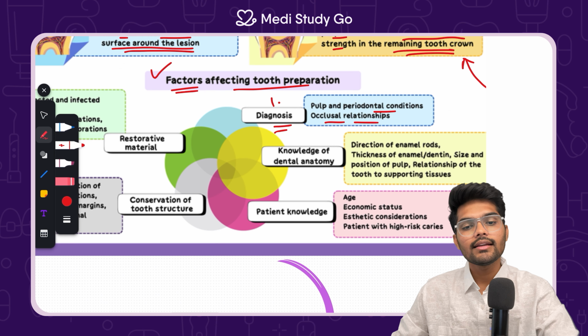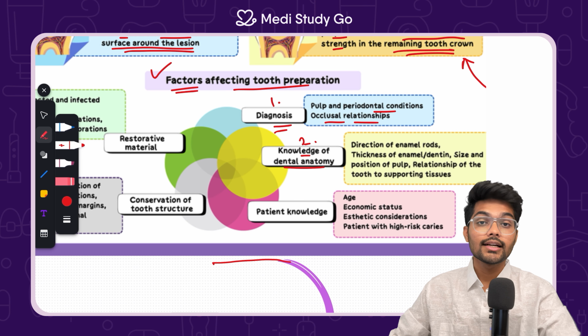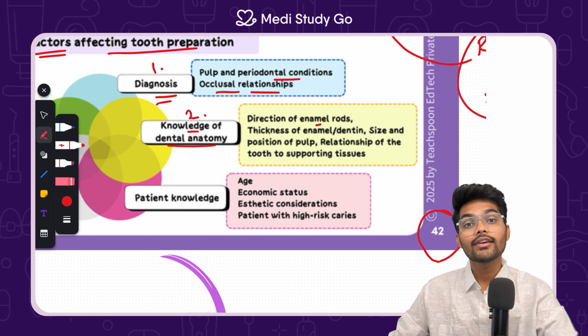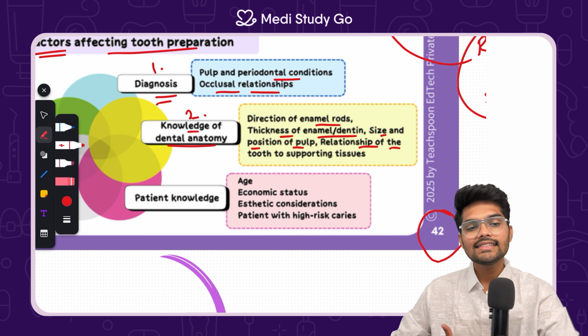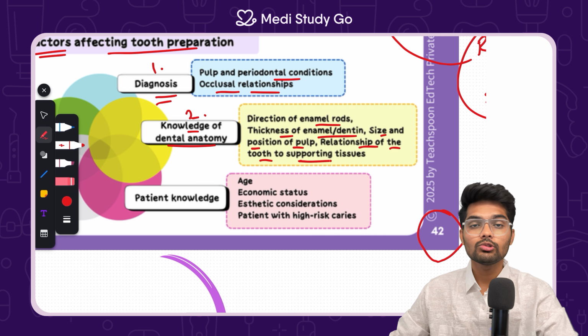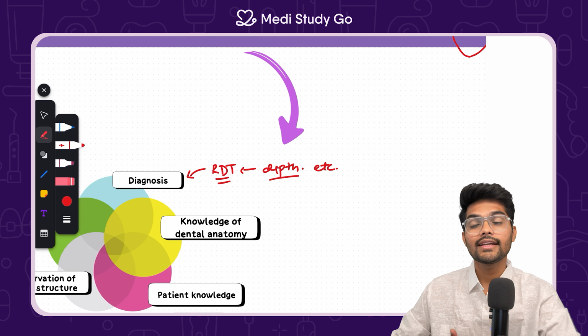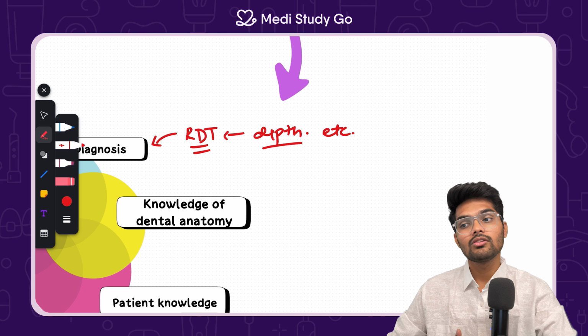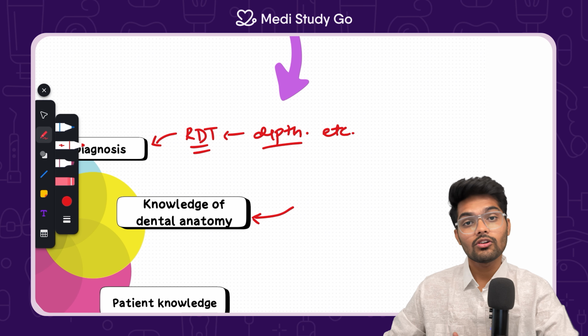Coming to the second factor is knowledge of dental anatomy. So when we talk about dental anatomy, we are not just talking about cusps and fissures. We are talking about the direction of enamel rods, which start from the dentino-enamel junction and end at the top layer of enamel. Other than this, the thickness of enamel layer or the dentine layer, the size and position of pulp, relationship of the tooth to supporting tissues, all of these things may, directly or indirectly, affect our tooth preparation or cavity preparation.